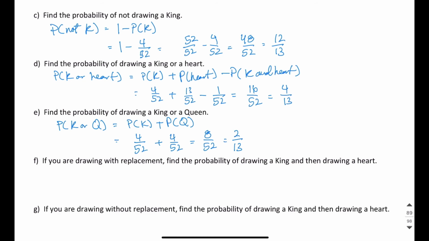And now let's take a look at some special cases. We refer to drawing with replacement and drawing without replacement. With replacement means that once we draw the card, we're going to put the card back into the deck and redraw again. So if we're drawing with replacement, what's the probability of drawing a king and then drawing a heart?